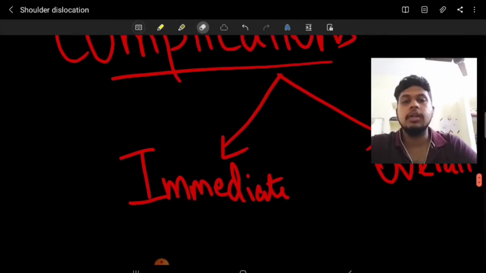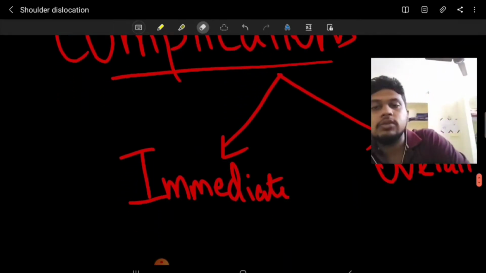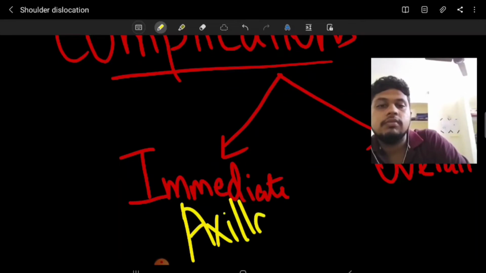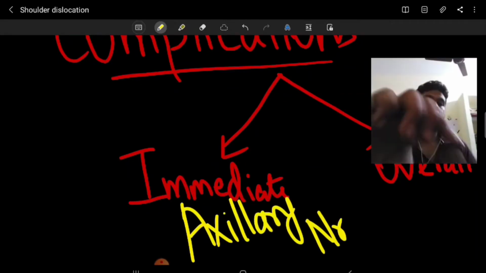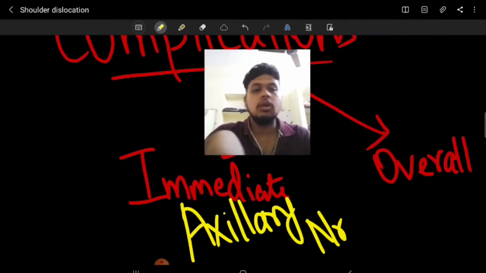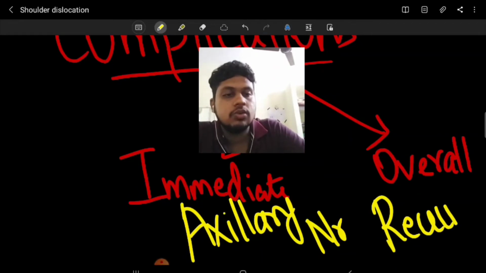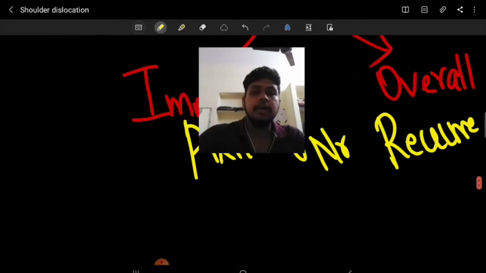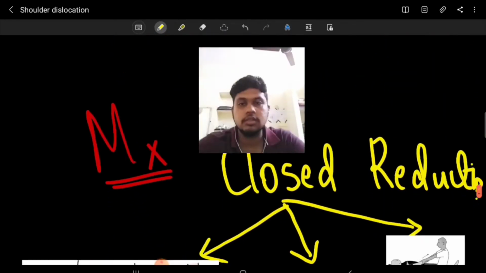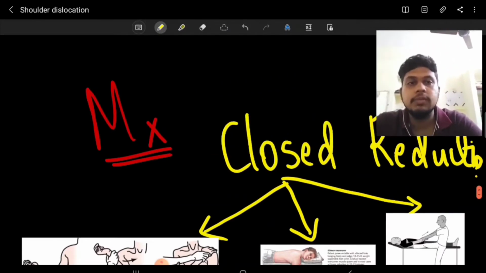The most common and the immediate complication is damage to the axillary nerve, which was a question asked in our case. The most common nerve damaged in shoulder dislocation is the axillary nerve. And the most common overall complication of shoulder dislocation is recurrence. So recurrence is a very big problem when it comes to shoulder dislocation. So what is the management of shoulder dislocation?